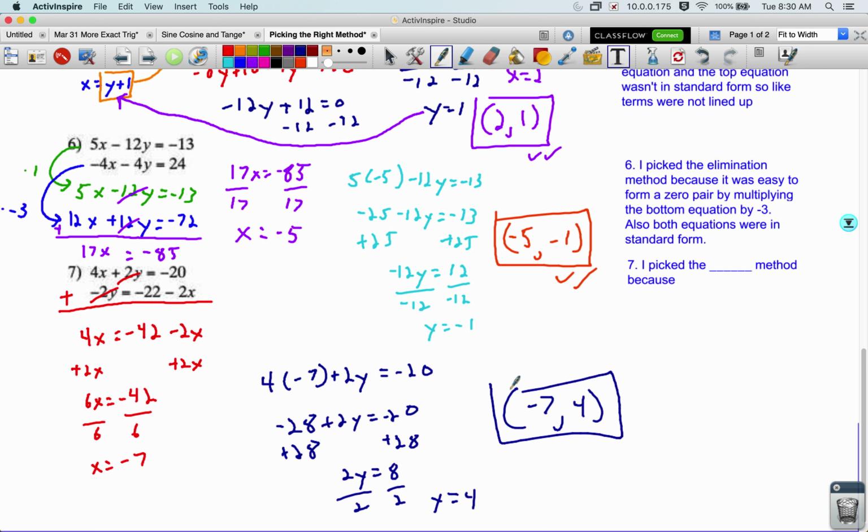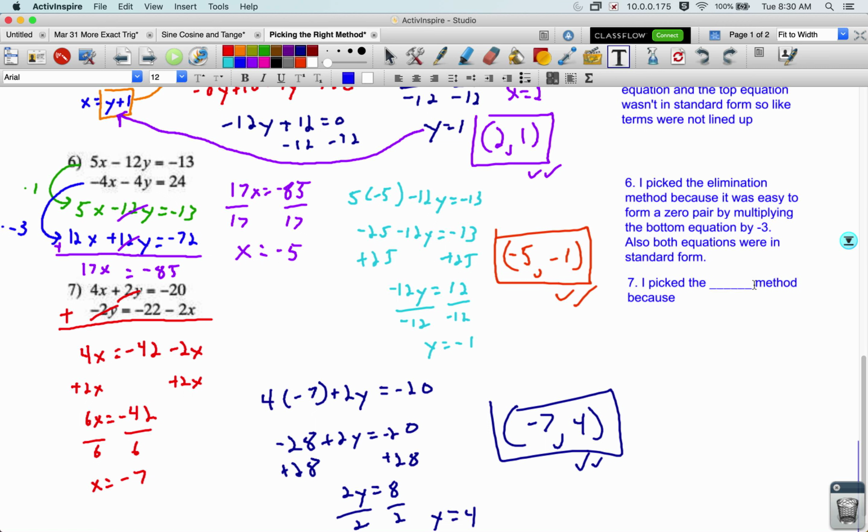I used the top equation to solve, so I use the bottom equation to double check. Negative 8 equals negative 22 plus 14, negative 8 equals negative 8. It checks out. Now we just have to write why we picked the method that we did.